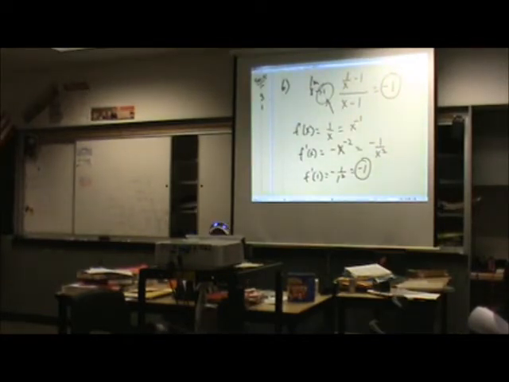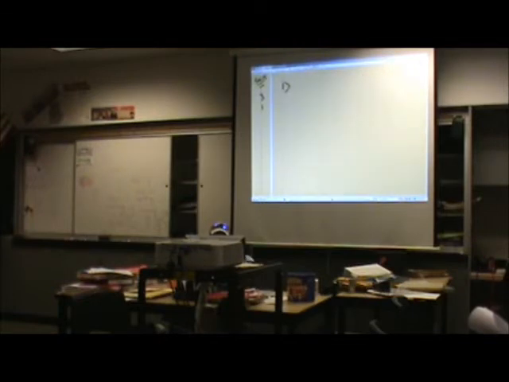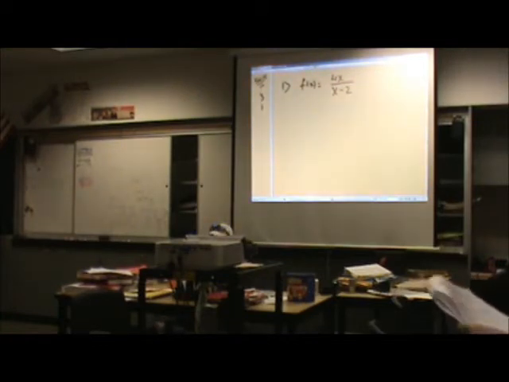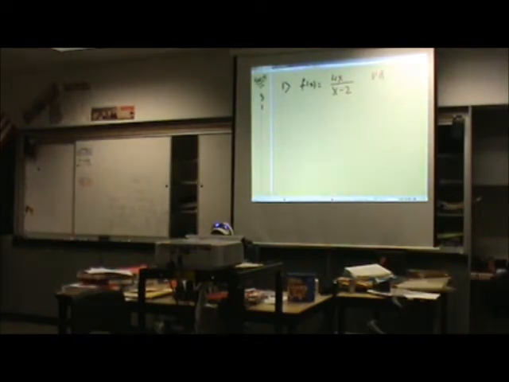Okay, alright, let's go. This is number 1, section 15. f of x is equal to 4x over x minus 2. Find the vertical and horizontal asymptotes. Piece of cake. Vertical asymptotes occur where the denominator is undefined. Where is it undefined? 2. So x is equal to 2 is the vertical asymptote.